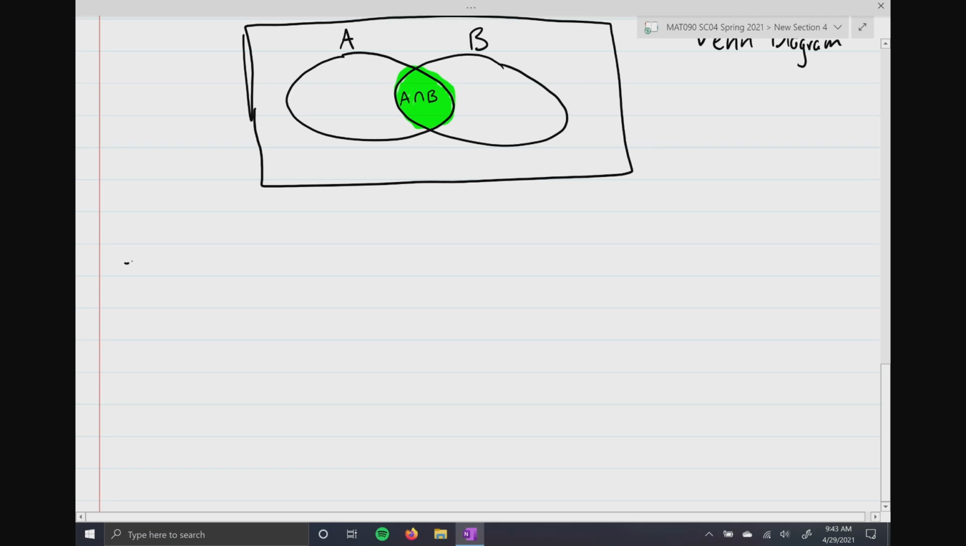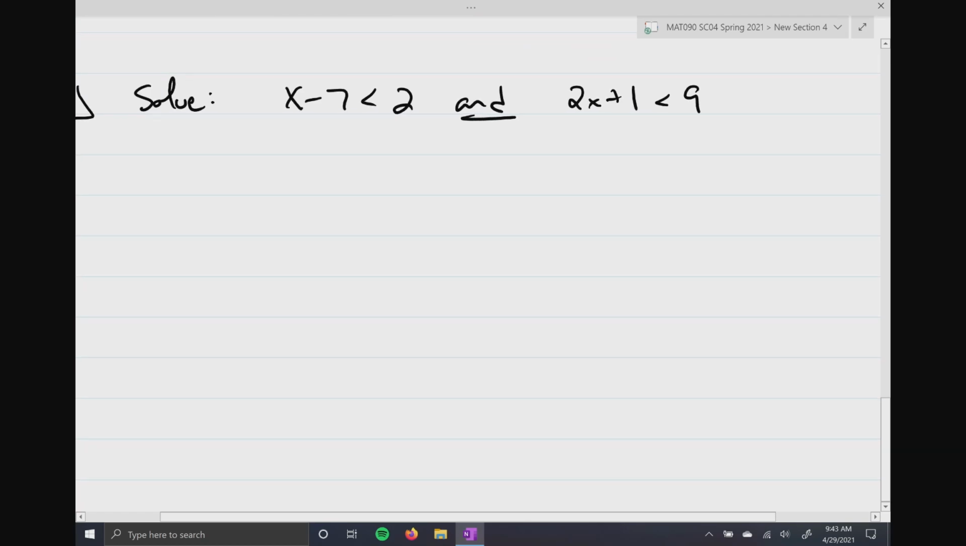So, here's an example. We're going to solve x minus 7 is less than 2, and 2x plus 1 is less than 9. Now, solving this is very easy. You already know how to do it. So why don't you just hang out for a second and just watch? All right? Here's how you do it.